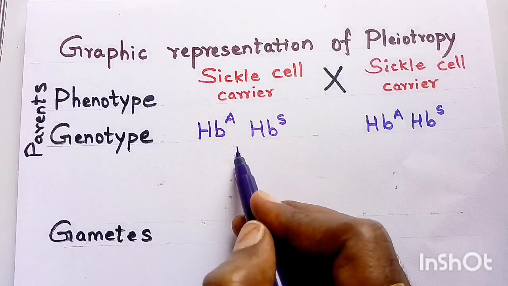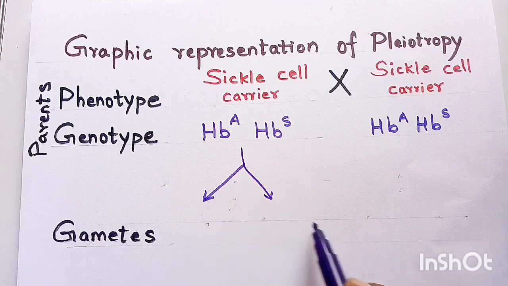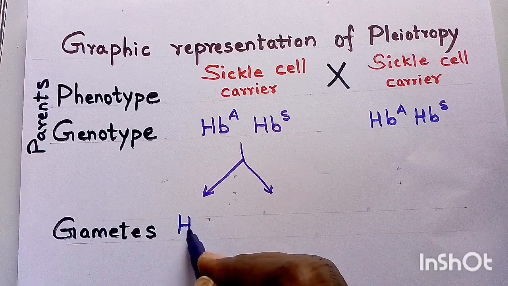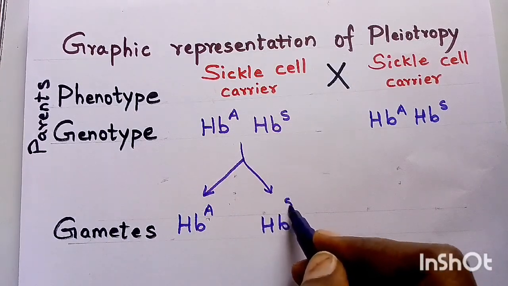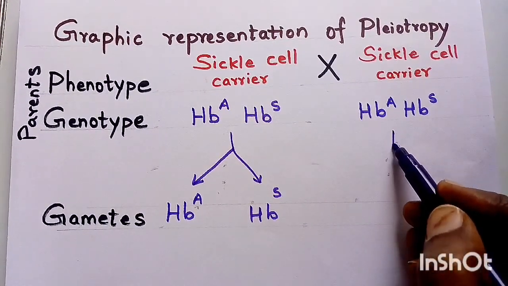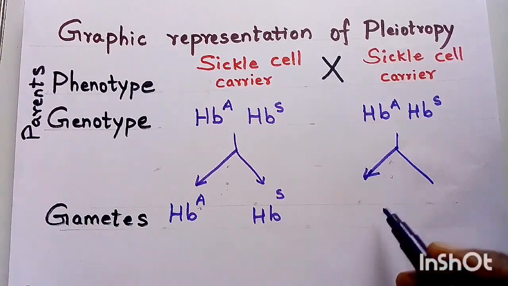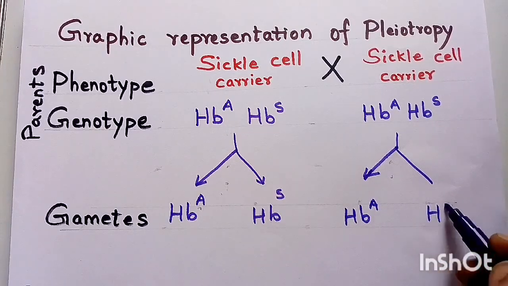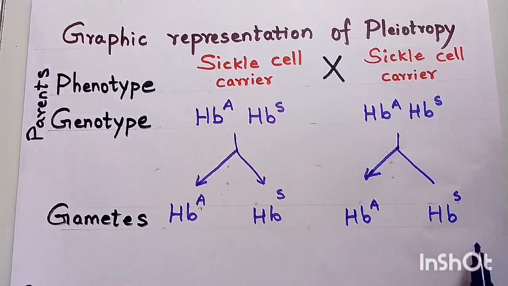Then comes the gamete formation. Since it is heterozygous, it will produce 2 different types of gametes. One will be HbA, the other gamete will be HbS. These are the gametes for the first parent. The gametes for the other parent will also be the same, HbA and HbS. These are the gametes for the male parent and the female parent.